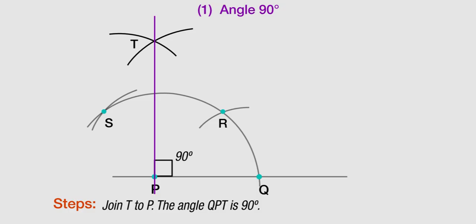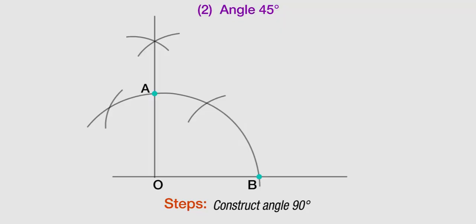Good. Now I want us to construct the angle 45 degrees. We have constructed 90 degrees. So if we divide 90 into 2, we'll get 45. So all we are going to do here is to bisect 90 to get 45 degrees. And we have already seen how to bisect an angle. So let's go through the steps. Step 1. Construct angle 90 degrees. That is what we just did.